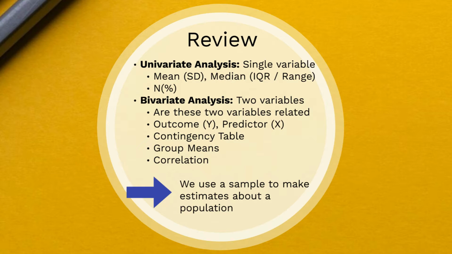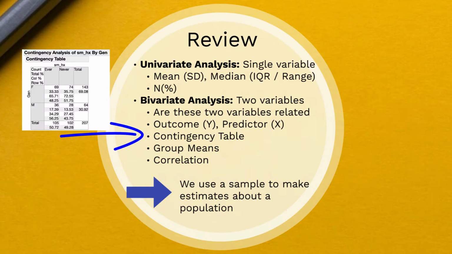We then move to bivariate analyses, and this is two variables. So the question is, are these two variables related? We have an outcome y and a predictor x. So even if the data is collected at the same time, or cross-sectional data, we designate one of the variables as a predictor and one as an outcome.